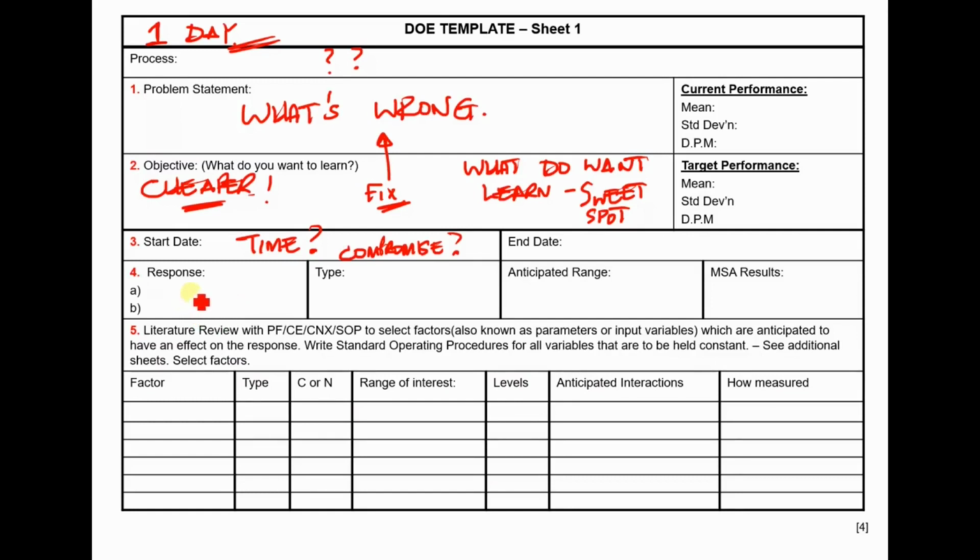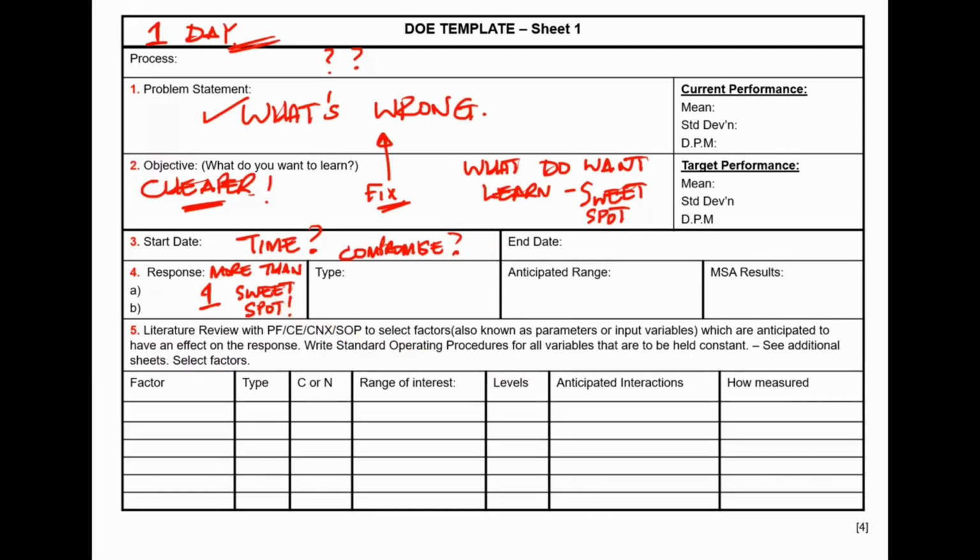Then it says, right, what are the responses? Obviously, there's the response with whatever's wrong in your problem, but there should be more than one here. Key thing about the responses, the outputs, more than one, so that what you can find is a sweet spot.